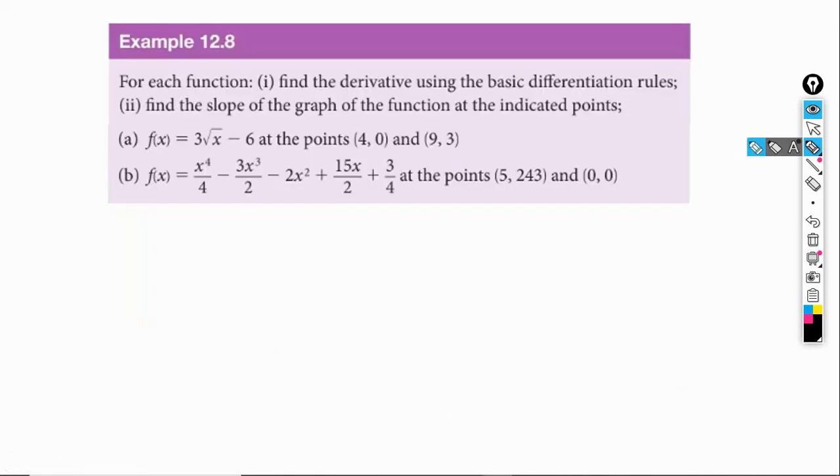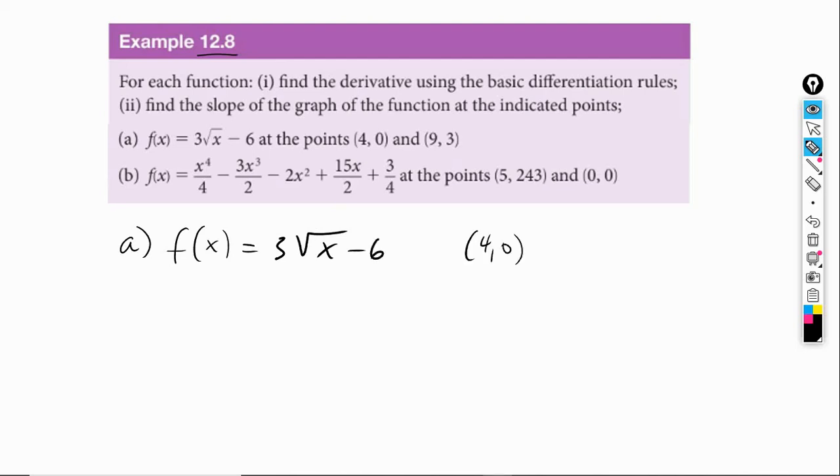So very well, here we are on example 12.8, and it says for each function, 1, find the derivative using the basic differentiation rules, and 2, find the slope of the graph of the function at the indicated points. So let's start with A, and it's f of x is equal to 3 square root of x minus 6, and they want us to find the slope at the points (4, 0) and (9, 3).